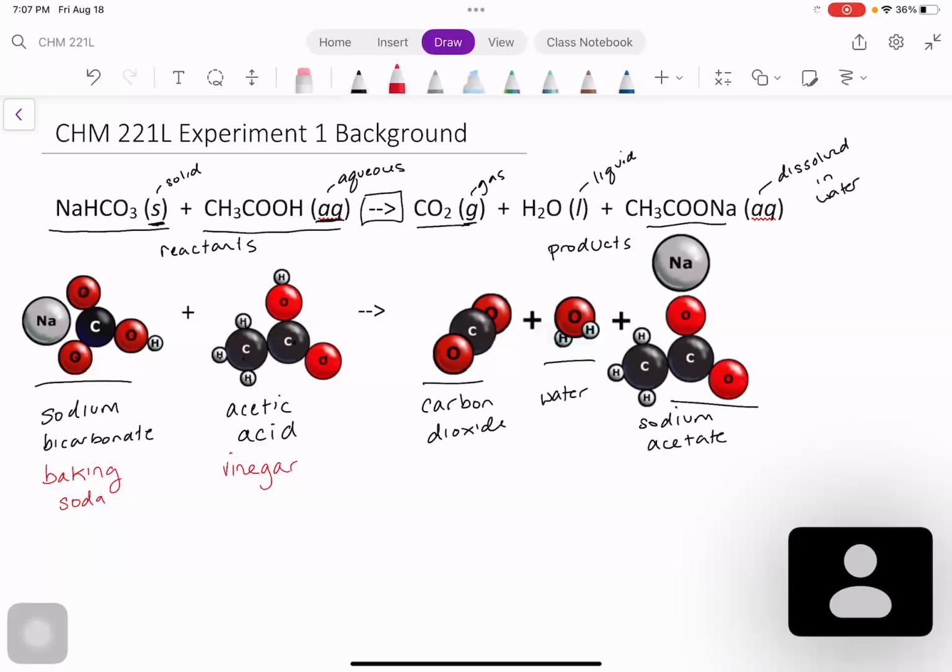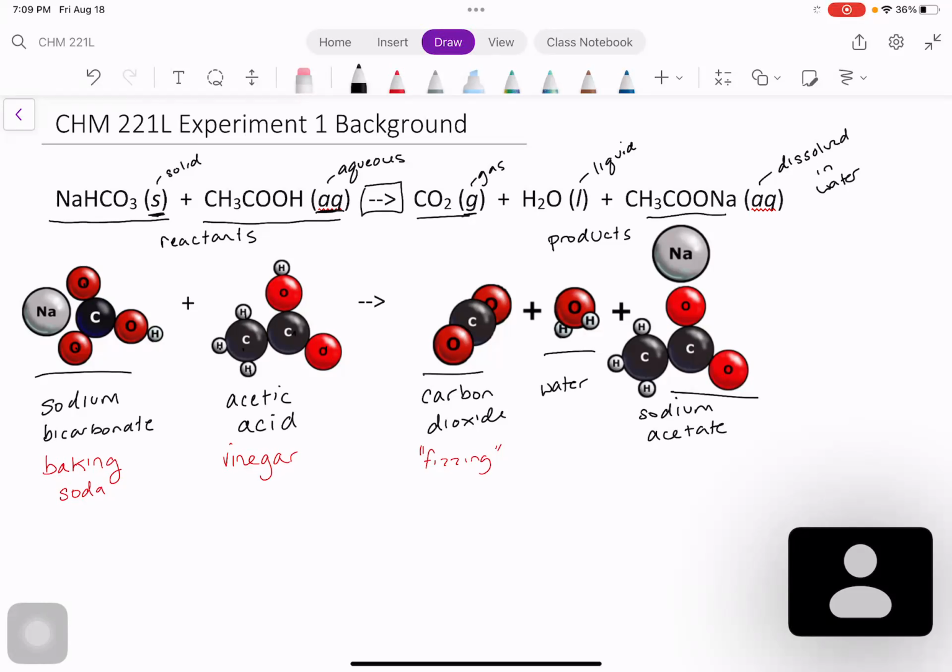So now that I call these vinegar and baking soda, you probably know, okay, when I mix these together, it's going to bubble, it's going to fizz. And the fizz that you see is really the carbon dioxide gas being produced. So this chemical reaction is one that we are familiar with. We know what happens when we mix sodium bicarbonate and acetic acid. We're going to form carbon dioxide, water, and sodium acetate.